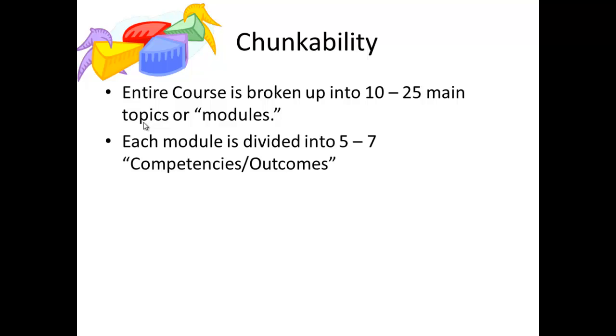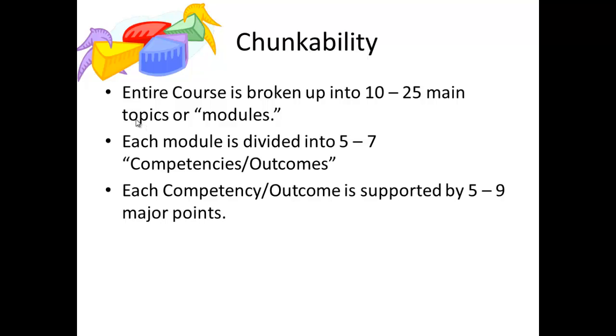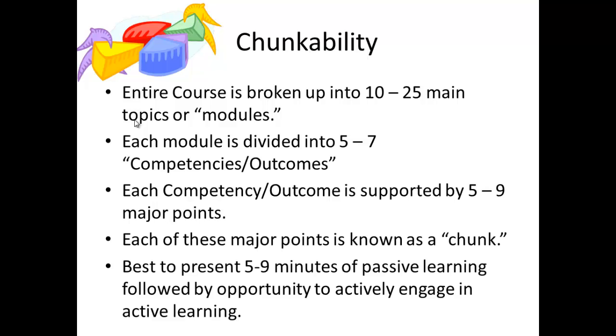Each module then is divided into 5 to 7 competencies or outcomes, which is known as a session, and then each competency or outcome is supported by 5 to 9 major points. Each one of those major points is a chunk, and it's best to present those chunks in 5 to 9 minutes of passive learning, followed by opportunities to engage actively in that learning. And when you do the math, if a module is divided into 7 competencies and you do the maximum of 9 supporting chunks, a student can end up learning 63 big concepts within that one unit.